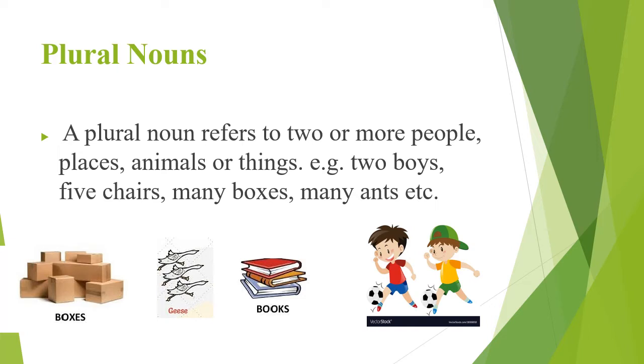A plural noun refers to two or more people, places, animals or things. Plural means two or more than two. For example, two boys, many cities, a lot of books, 3 geese and many boxes.